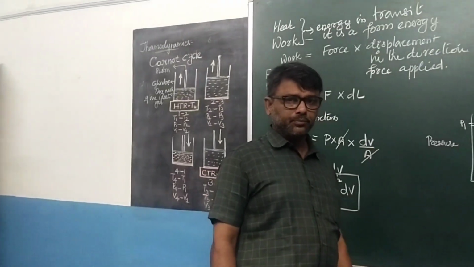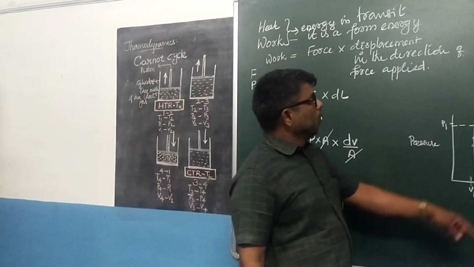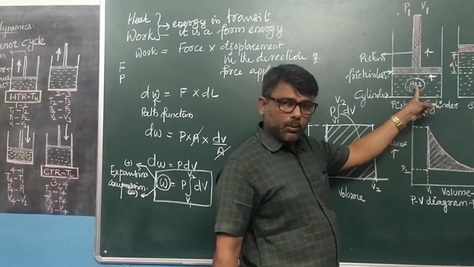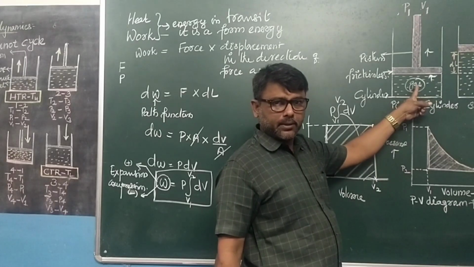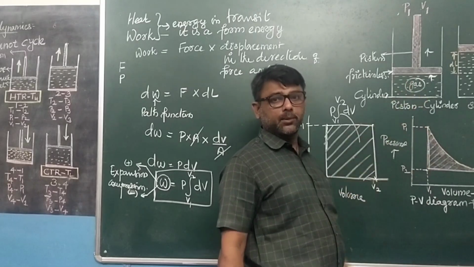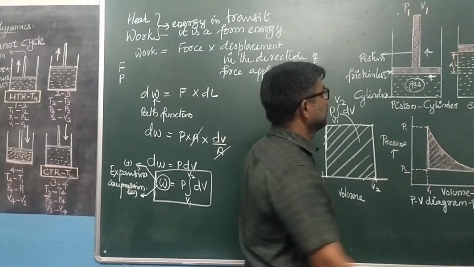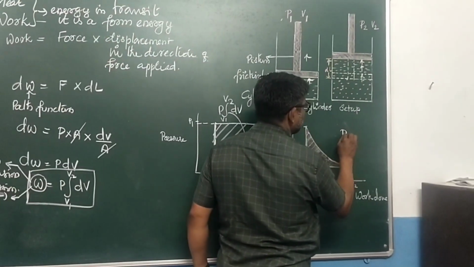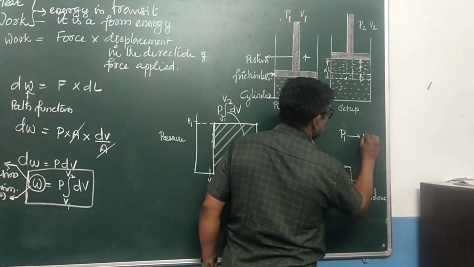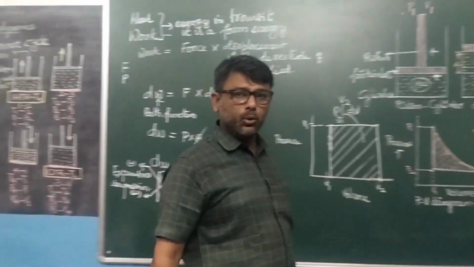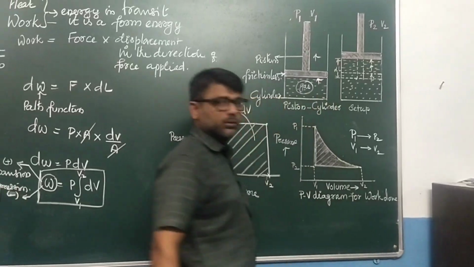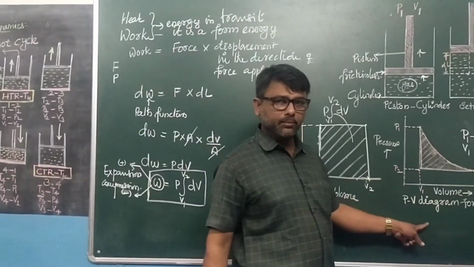Now another case. Initially, pressure and volume are constant. Upon expansion, pressure inside the system gets decreased. Subsequently, volume goes to increase. Here, pressure P1, upon expansion, goes to decrease to the level of P2. Volume goes to increase from V1 to V2. Here, see this PV diagram.